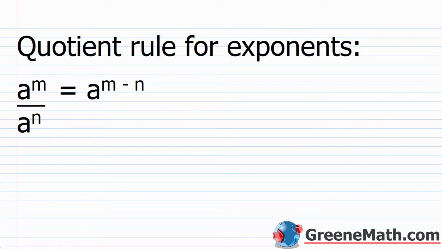All right, the next rule, let's talk about the quotient rule for exponents. So if we have the same base and division is involved, we keep the base the same and we subtract exponents. So a to the power of m over a to the power of n is equal to a to the power of m minus n. Let's look at a couple of examples here.